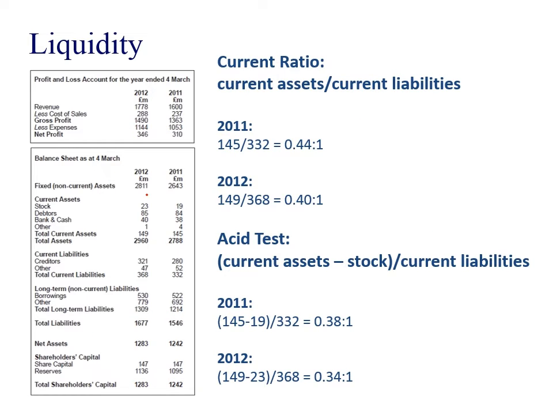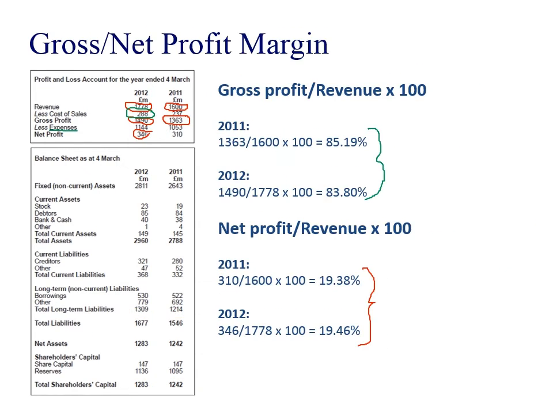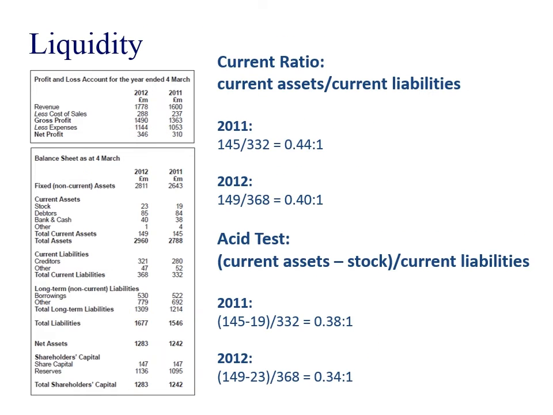Okay, on to liquidity now. These were profitability ratios, the return that you're getting from the business, whereas this is, can the business survive? Liquidity is generally what pulls businesses under. It's not that they're not profitable, it's just that they couldn't pay their bills. So this is very important to see the survival of the business.